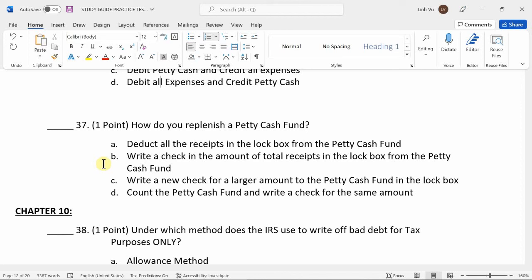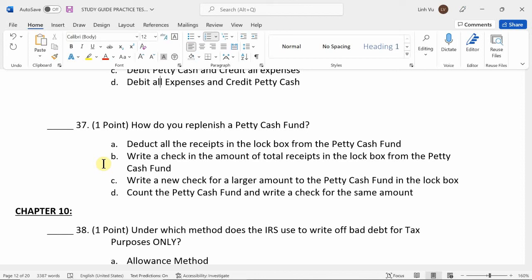Correct. But what I'm reading is write a check in the amount of the total receipts in the lockbox from the petty cash fund. The check comes from the petty cash fund, and it doesn't. Yes, I understand what you mean, but in this case, the sentence that you're reading here is not two separate sentences, it is one. So the receipts come from the lockbox from the petty cash fund. That's the second clause. That's one whole sentence.